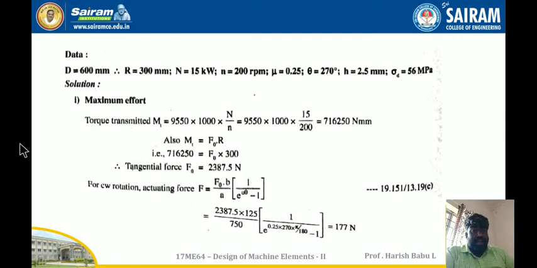And for a clockwise rotation for the given sketch, you have to go for equation 19.151. So the equation will be F theta into B divided by A, multiplied by 1 by e to the power of mu theta minus 1. By substituting all the values, I get force F equals 177 Newton.